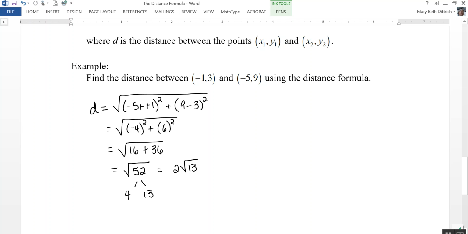So in this video we took a look at where the distance formula comes from, the fact that it's based on the Pythagorean theorem, and then how to use the distance formula to find the distance between two points when we're given their ordered pairs.